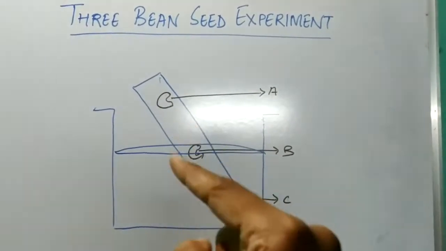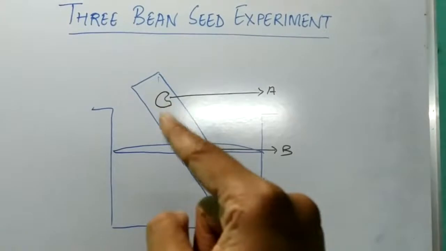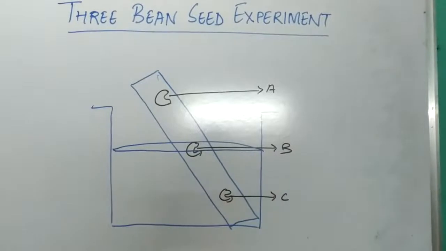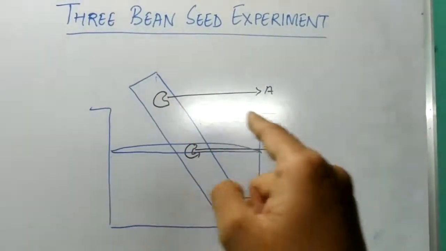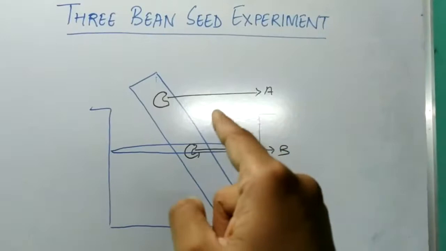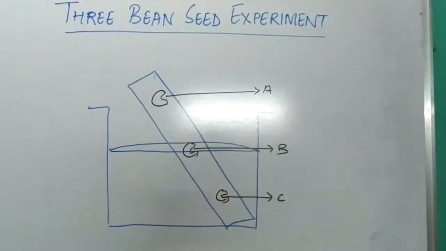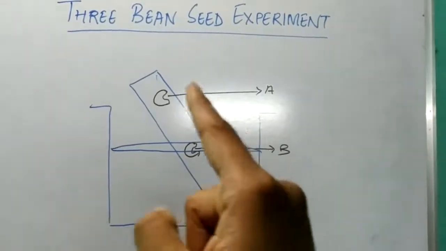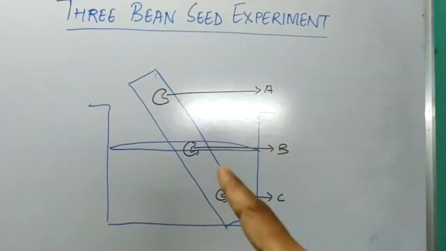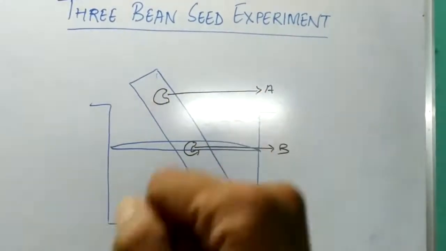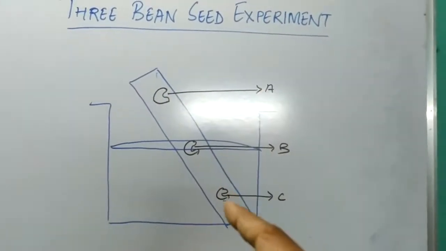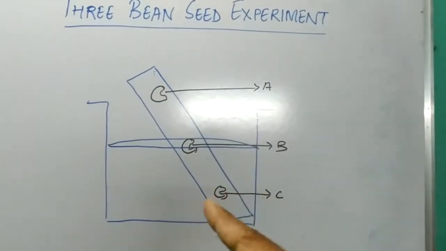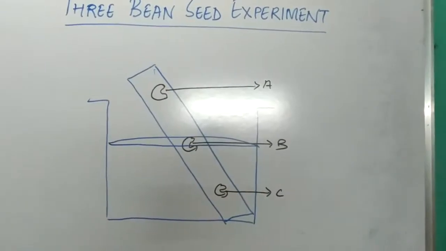Now seed C, we can see, is below the water level. We have taken a beaker over here and we have half filled the beaker with water. Now this is seed A, which is not receiving any kind of water. This is seed B. It is receiving both water as well as air from outside. And the last one, seed C, we can see since it is below the water surface, that means no oxygen is available for the seed.